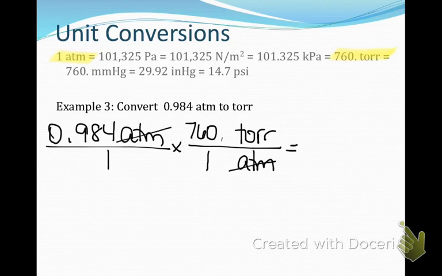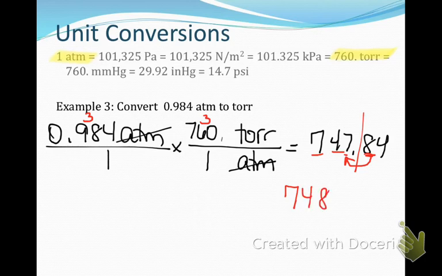This ends up being 0.984 times 760 divided by 1, but anything divided by 1 is itself, so don't worry about that. And from here, we end up getting 747.84, and we need to figure out how many sig figs we have. So over here, I had 3 sig figs. This is 3 sig figs, so I'm going to go over 1, 2, 3. Put a line right there. This 8 ends up rounding up that 7, so it's 748 torr.